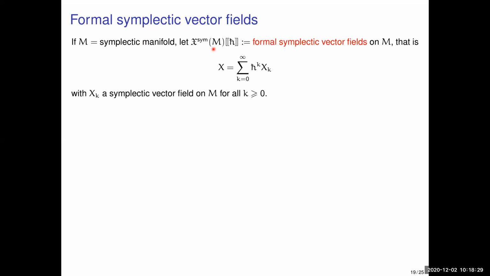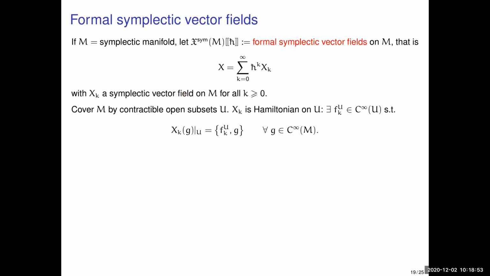So if M is a symplectic manifold, we denote by this symbol the set of formal symplectic vector fields on M. By definition, they are formal power series where each term is a symplectic vector field on the manifold. So symplectic vector field means a global smooth vector field which preserves the symplectic form. You can cover a manifold by contractible open subsets. On any contractible set, a symplectic vector field is Hamiltonian. So each of these X_k, if you restrict it to U, will be Hamiltonian. It will be given by Poisson bracket with some local smooth function defined on U that is denoted by f_k^U. So locally, formal vector fields are of this form.